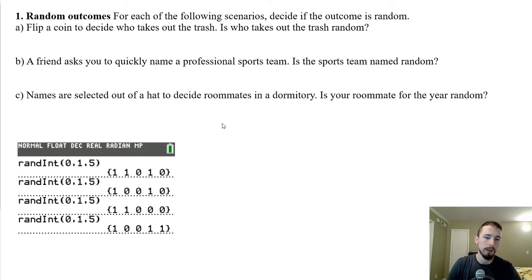A friend asks you to quickly name a professional sports team. Is the team that they name going to be named at random? So the problem with this is, does your friend even know the names of all the professional sports teams? And the team that he names is more likely to be a local team, right? Or one of his favorite teams that he follows, that Google knows and tracks that he follows and constantly sends him information about. So it's not going to actually be random.